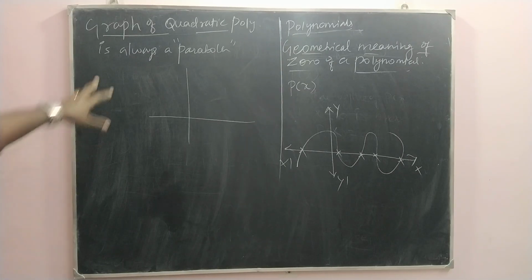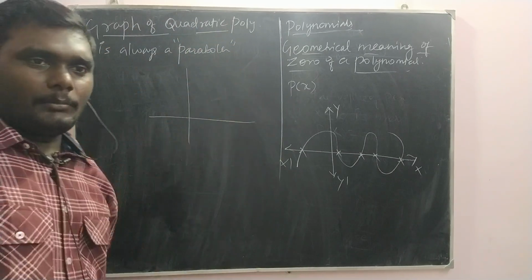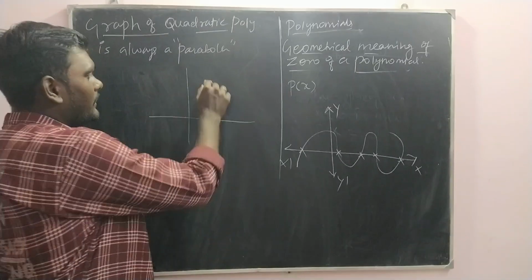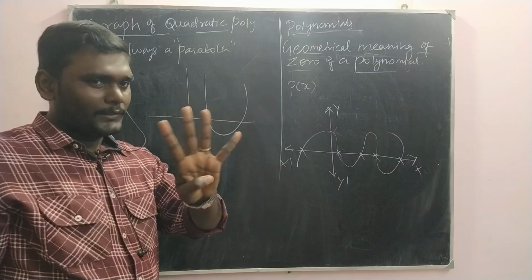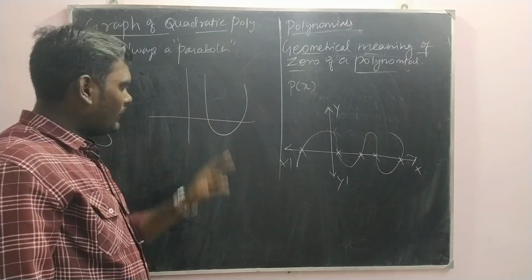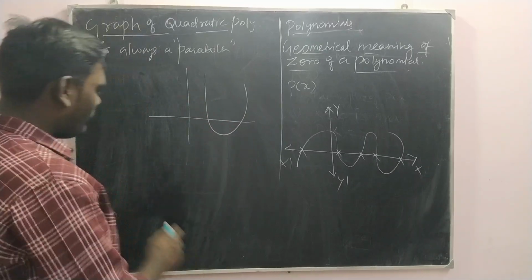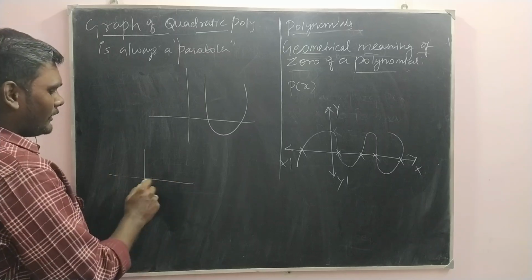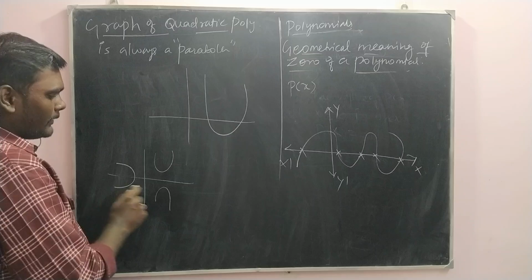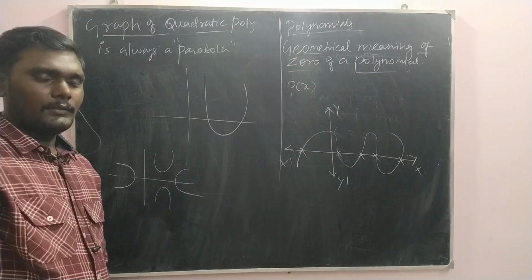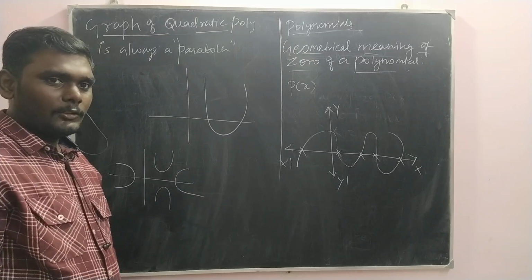See, the graph of a quadratic polynomial is always a parabola. The parabola shape is like this. Okay, so there are 4 possibilities. Whenever you see a shape like this, there are 4 possibilities: either it should open upwards or open downwards, or it should open leftwards or rightwards, wherever it may be.